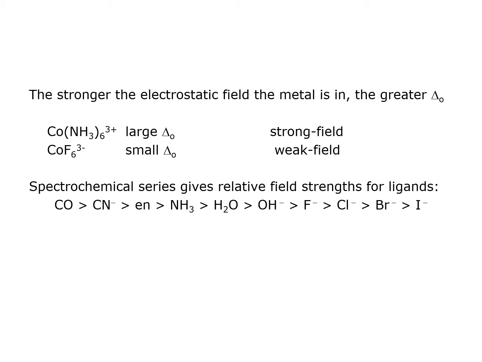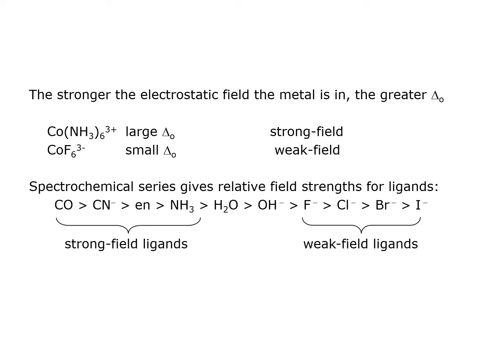On this list, carbon monoxide produces the largest field strength, the strongest field, and therefore the largest splitting energy. Iodide is the weakest field ligand and produces therefore the smallest splitting energy. Generally, I think about carbon monoxide, cyanide, ethylene diamine, and ammonia as being strong field ligands, producing large splitting energies. Technically, it's dependent on the metal ion to which they're bonded, but in general, strong field. And my halides, fluoride, chloride, bromide, iodide, as being weak field ligands.